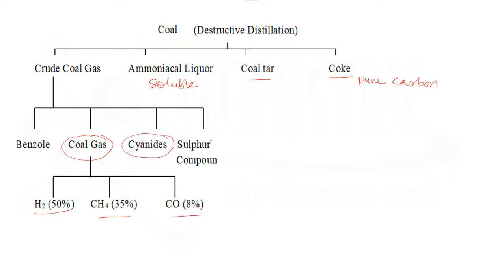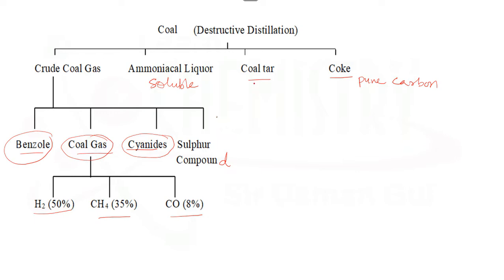Now let's talk about these chemicals: cyanide, sulfur compounds, and benzol. These types of chemicals, in the form of gases, depend on the coal. Sometimes we have a very impure coal having cyanide content or sulfur content or other content, so because of that we may get these kinds of compounds. Otherwise we directly get coal gas, which is composed of hydrogen, methane, and carbon monoxide.